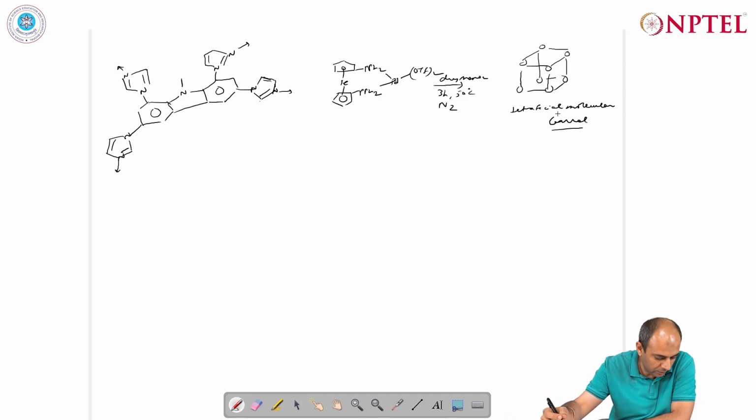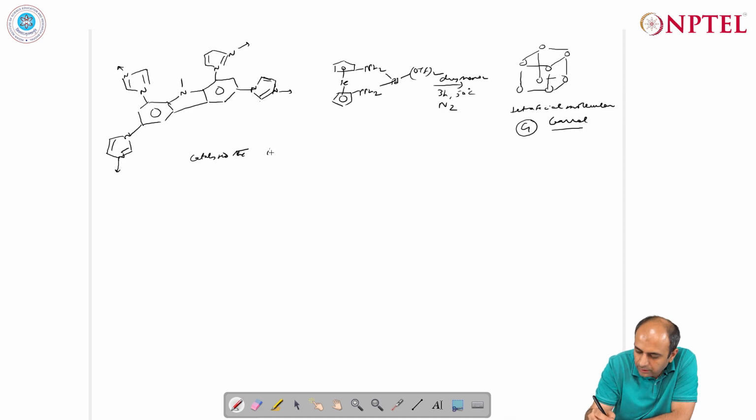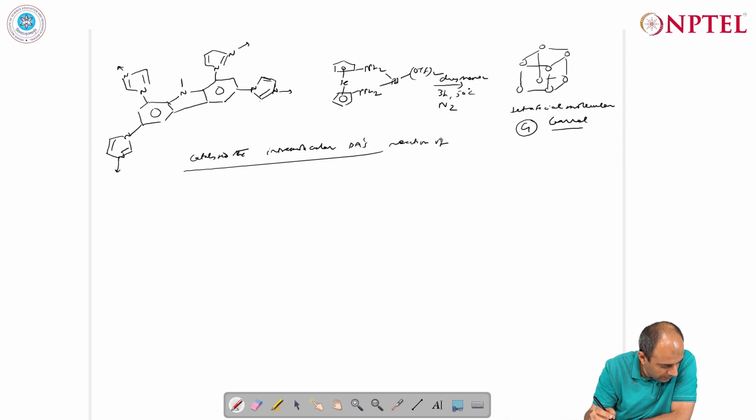And this tetrafacial molecular barrel structure, now you can see that there are large pi surfaces, and therefore it was useful. We call this barrel G. So this barrel G catalyzed the intramolecular Diels-Alder reaction. If there is an intramolecular Diels-Alder reaction, let us see what reaction happens now.